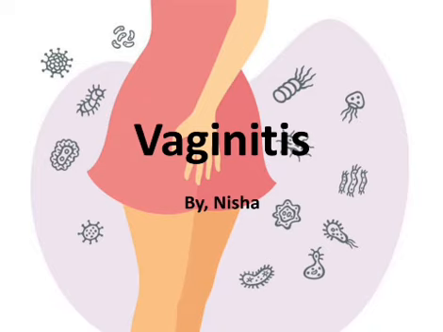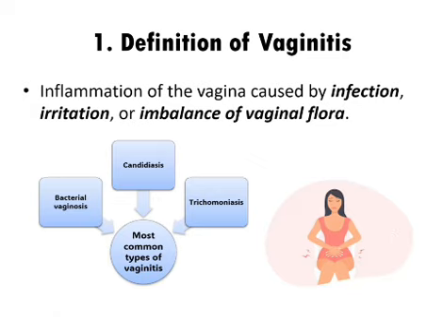What is vaginitis? Vaginitis is inflammation of the vagina caused by infection, irritation or imbalance of vaginal flora. There are three most common types of vaginitis. First will be bacterial vaginosis. Second will be candidiasis. Third will be trichomoniasis.